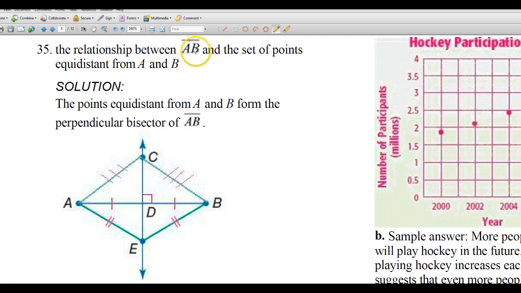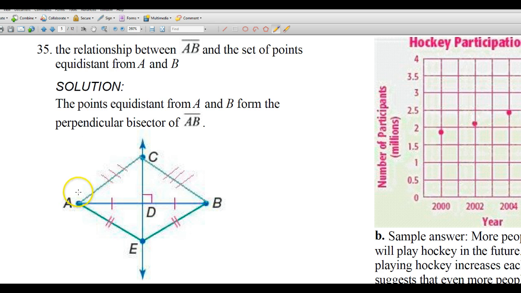The relationship between segment AB and the set of points equidistant from A and B. Once again, equidistant means the same distance from. So the points equidistant from A and B form the perpendicular bisector of segment AB. A perpendicular bisector is a line, a ray, or a segment that splits another segment in half and is perpendicular to it, or it intersects at the midpoint and forms a right angle.